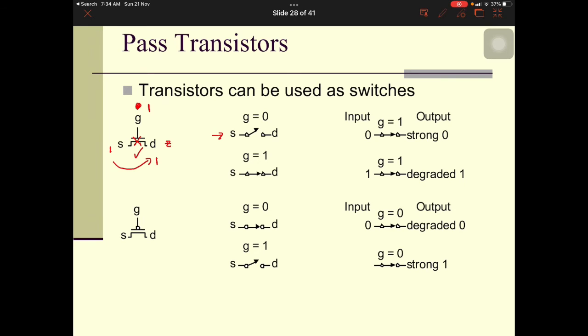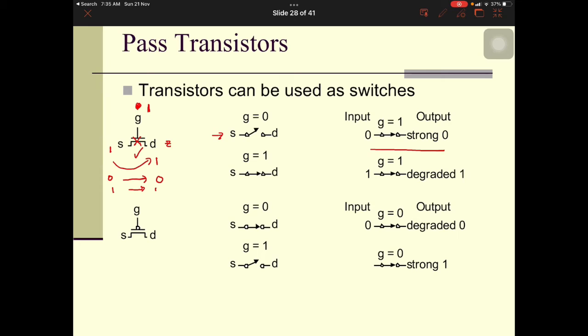So over here, the NMOS transistor can pass a strong 0. That means if you have a 0 at the input and the gate is on, the gate is a 1, the 0 will be a strong 0 at the output. However, if you pass a 1, the 1 will be a degraded 1.